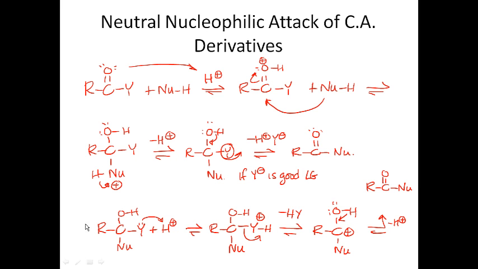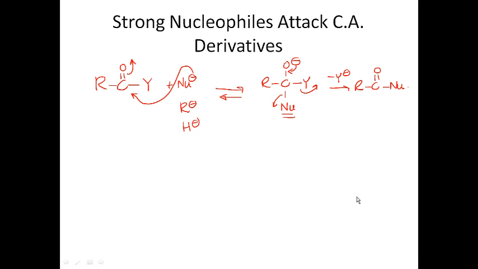If Y minus is not a good leaving group, then we're going to have to protonate it and have the reaction occur the rest of the way. So each mechanism is going to be slightly different in this respect, and we'll go through a number of these mechanisms, but this is the basic of how a neutral nucleophile is going to be able to attack a carboxylic acid derivative. It's going to be under acidic conditions, whereas with a strong nucleophile, the reaction is just going to occur all at once because it doesn't need the acid's help.